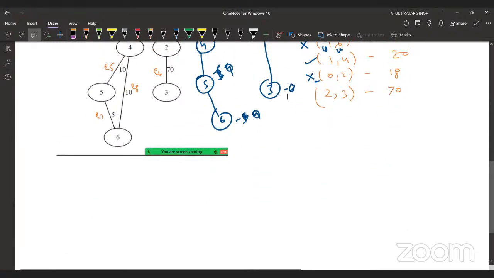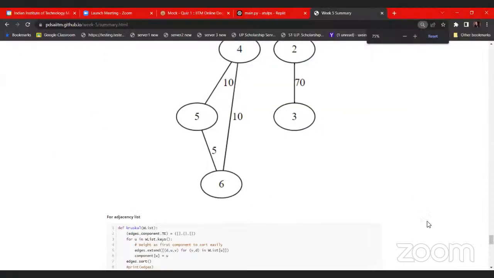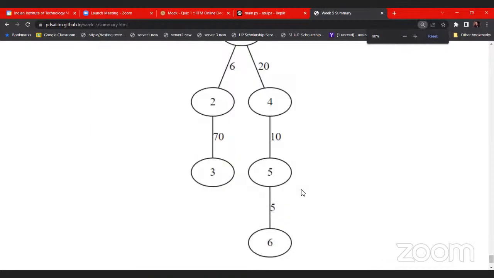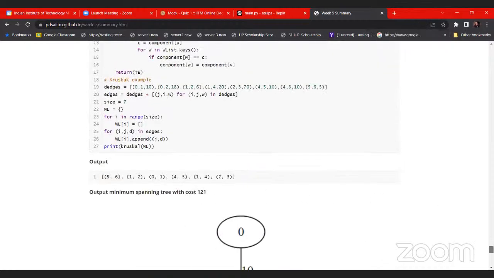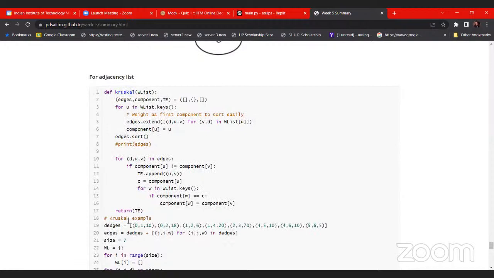If you see the code, it is the same thing. We assign the component value for each vertex as initially u equal to u, then we sort the edges and consider each one by one and check whether the component of u is equal to that of v or not. If not equal, we consider this edge. If equal, we ignore it.